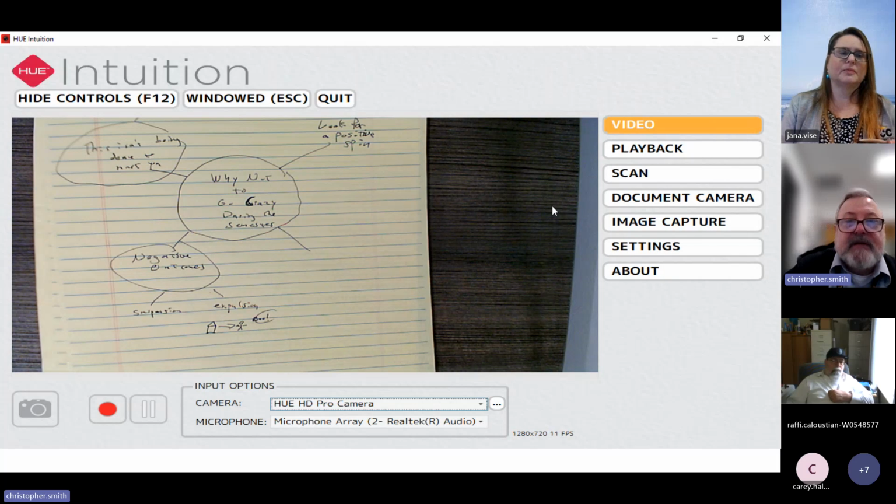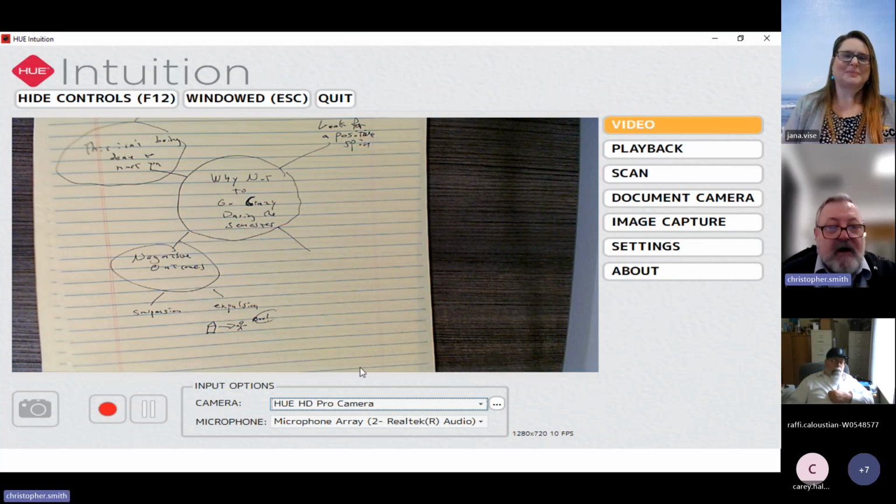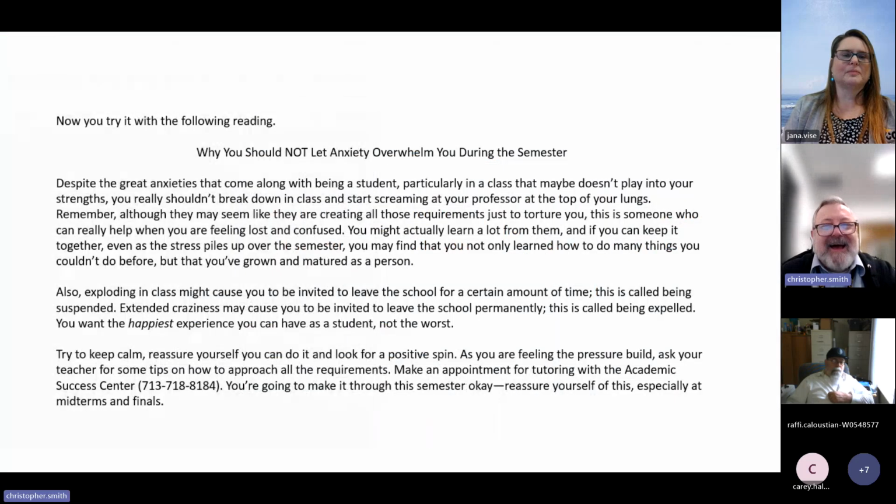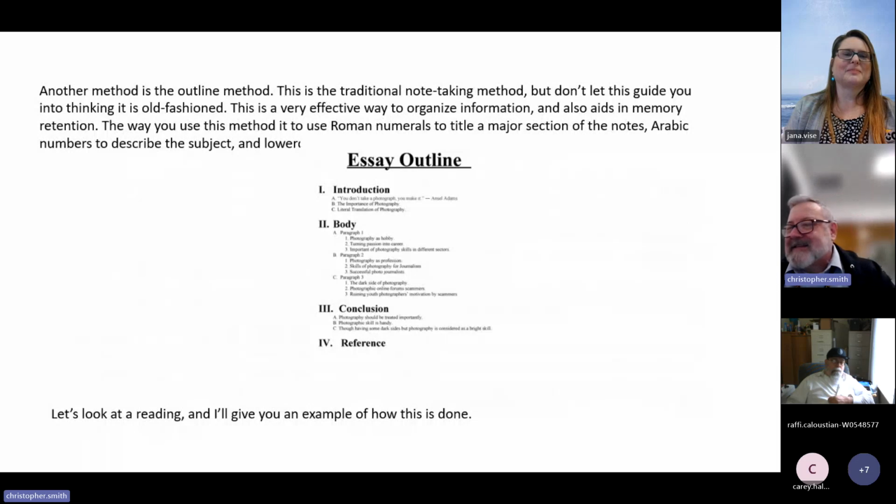As I'm not a particularly great artist, I'm going to now move away from the mind map method and talk about the next method that we have at our disposal, which is the outline method. Now, this is a traditional note-taking method, but don't let it guide you into thinking it is old-fashioned. This is a very effective way to organize information, and it also aids in memory retention.